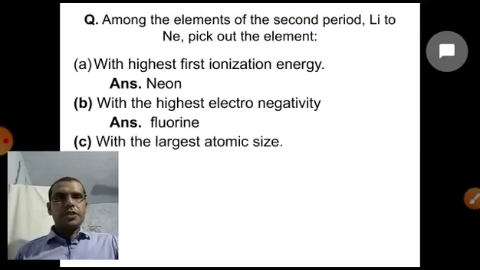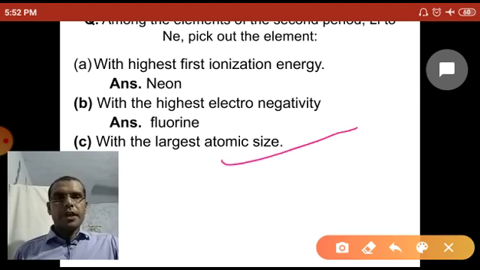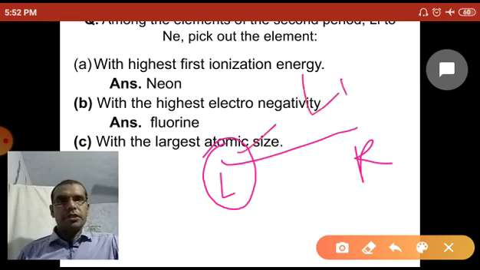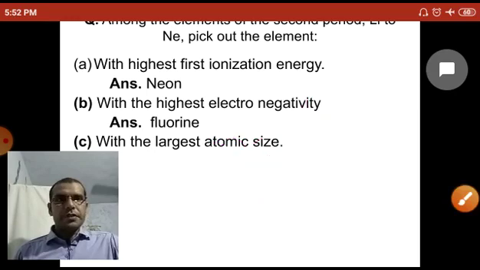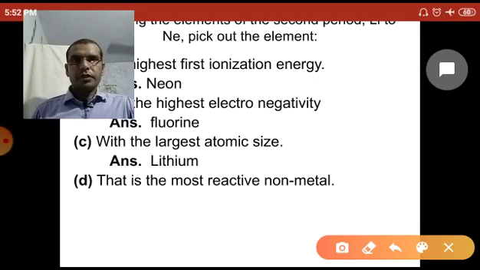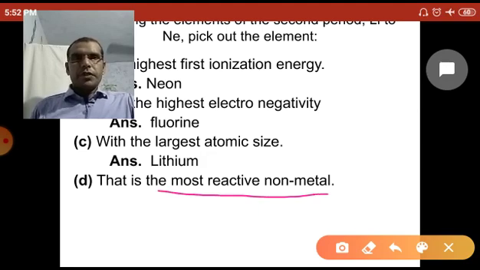With the largest atomic size, as you know, when you move from left to right in a particular period, the atomic size decreases. So the elements in the left corner have the greater atomic size. So lithium has the largest atomic size. So the answer is lithium. Now next question, which nonmetal is the most reactive? So fluorine is the most reactive nonmetal.